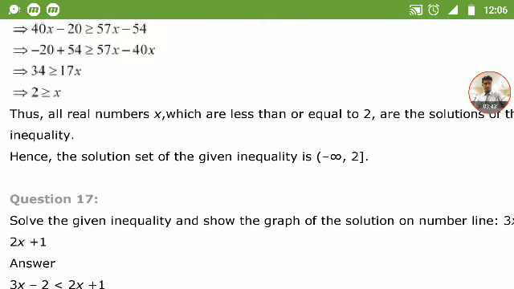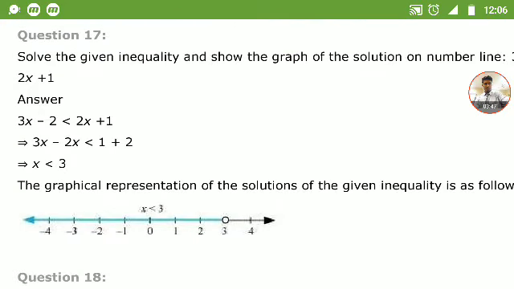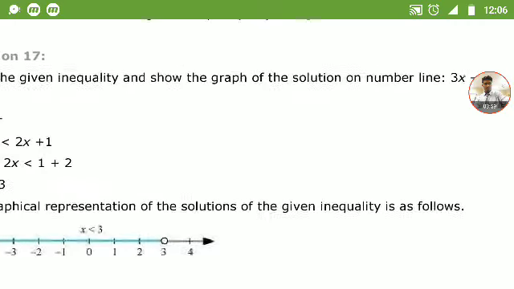Now moving on to question number 17. Now the questions are the same. You just have to draw it on a number line, and the number line has already been done in the live class, as well as the video has been posted. Please go through that video if you don't know how to draw a number line.